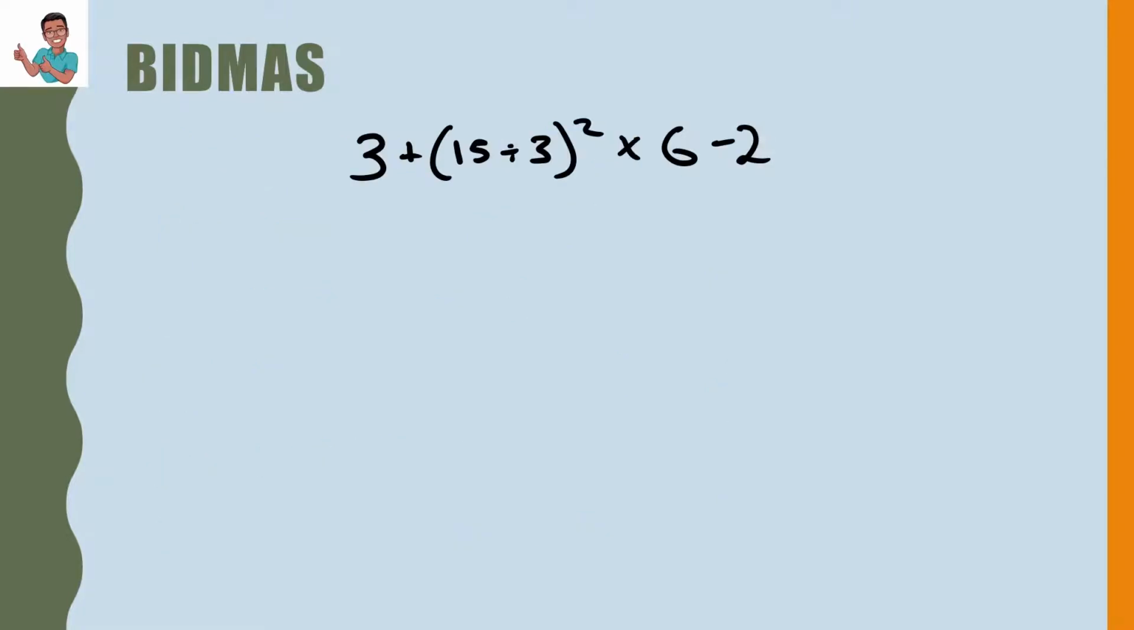Okay, let's have a look at a question. We have 3 plus brackets 15 divided by 3 to the power of 2 times 6 minus 2. Using our rules of BIDMAS, we have to answer this question. We can see that the first letter is B, brackets, so we will do whatever is inside the brackets first.